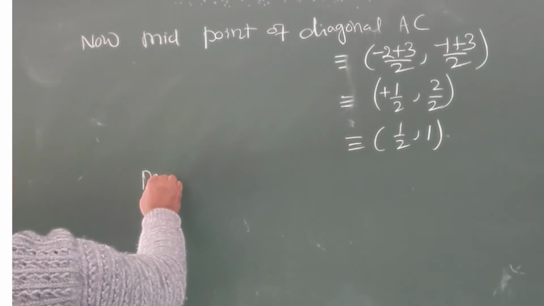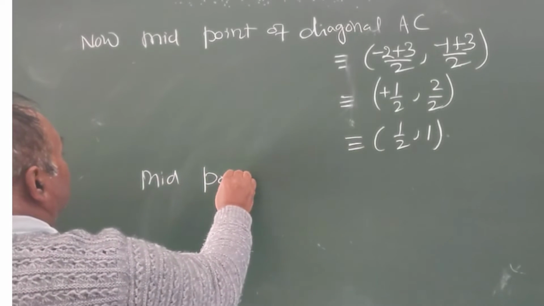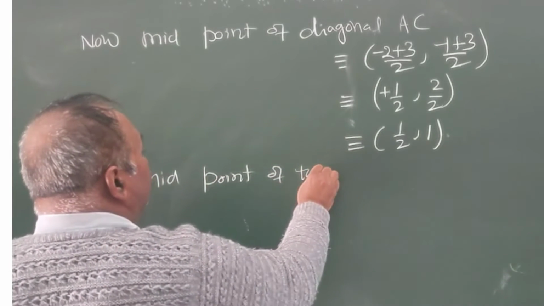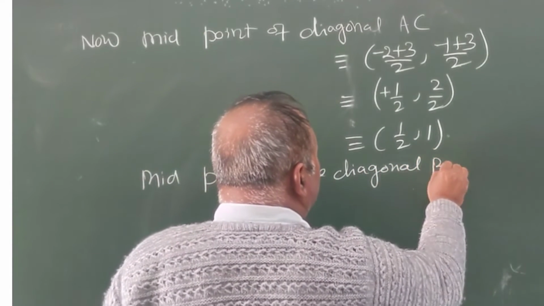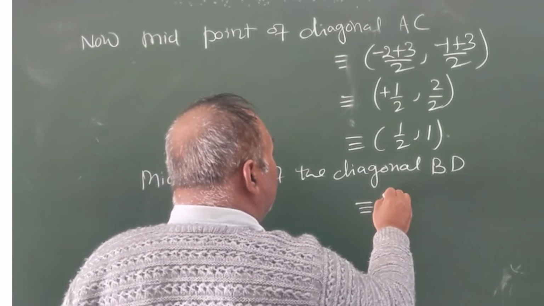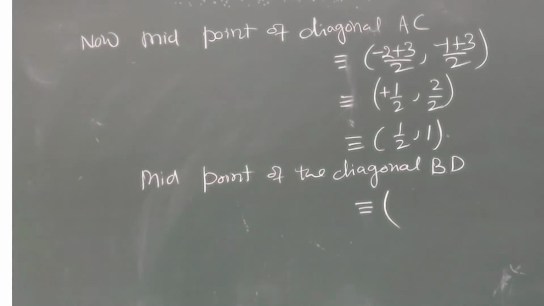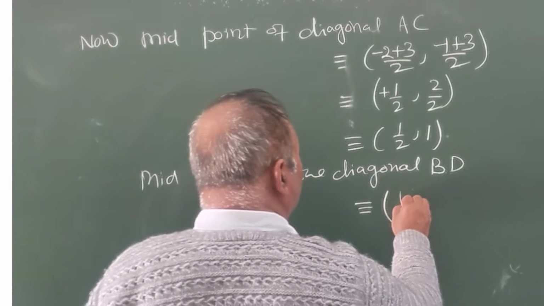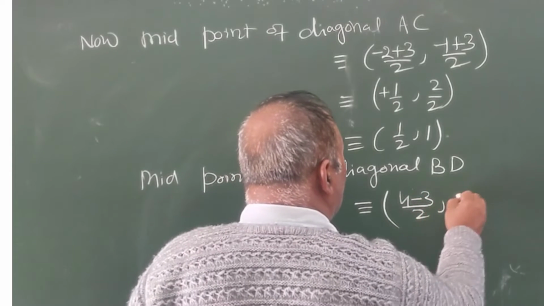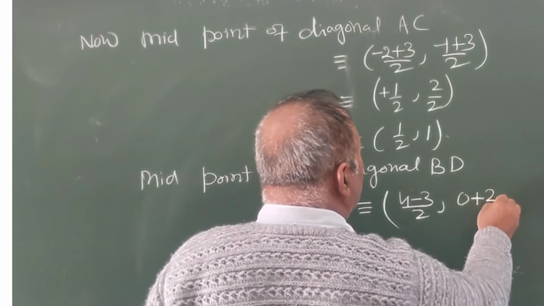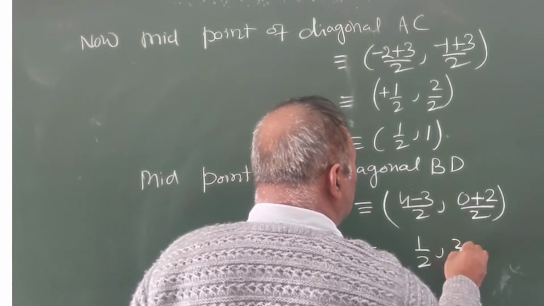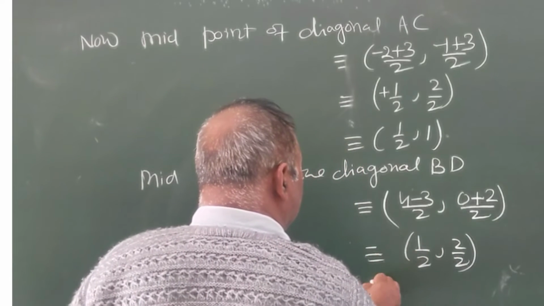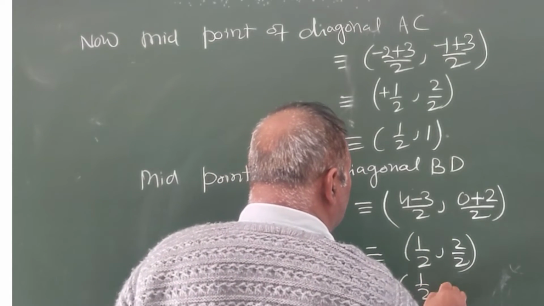and midpoint of the diagonal BD is equivalent to (4 minus 3) upon 2 comma (0 plus 2) upon 2, that is equal to 1 by 2 comma 2 by 2, that is equivalent to 1 by 2 comma 1.